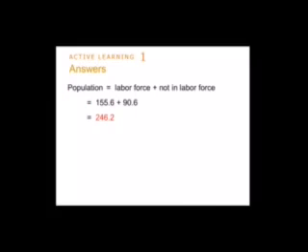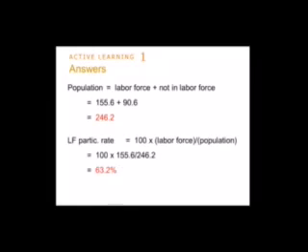The total population of adults is the total number of people in the labor force plus the total number of people not in the labor force, which is 246 million. And so the labor force participation rate is the proportion of adults who are either working or are looking for a job. From this number, we find that it's about 63%. So out of the total number of adults in the US, 63% either work or are looking for a job.